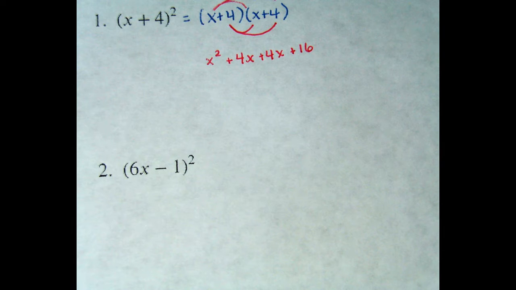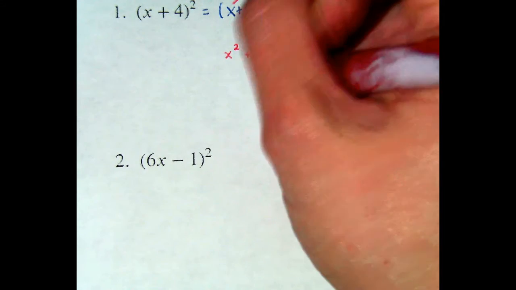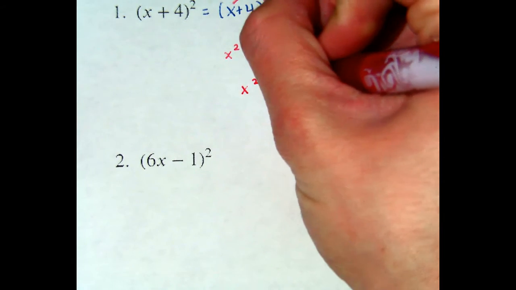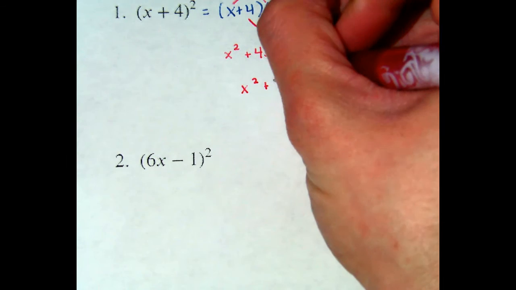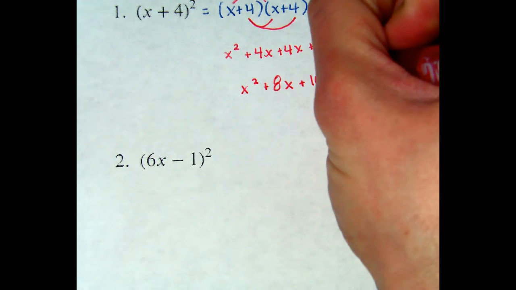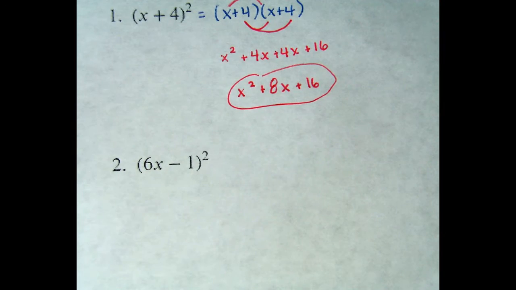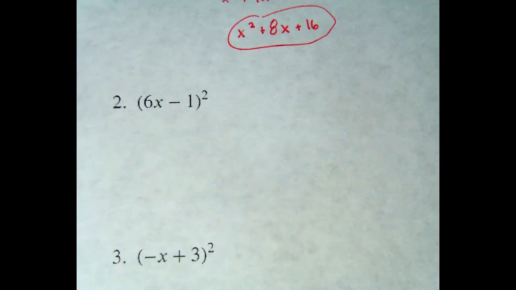What do we do last? Combine like terms. Are there any? What are the like terms? The two 4x's. X squared plus, what's 4 plus 4? Plus 16. This is actually a special type of trinomial. We'll talk about that in a minute.